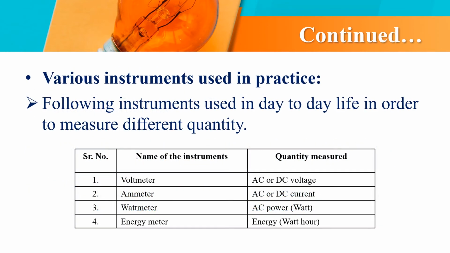Various instruments used in practice. Following instruments are used in day-to-day life in order to measure different quantities. Name of the instrument and quantity measured. Voltmeter, AC or DC voltage. Ammeter, AC or DC current. Wattmeter, AC power, that is watt. Energy meter, energy, watt hour.